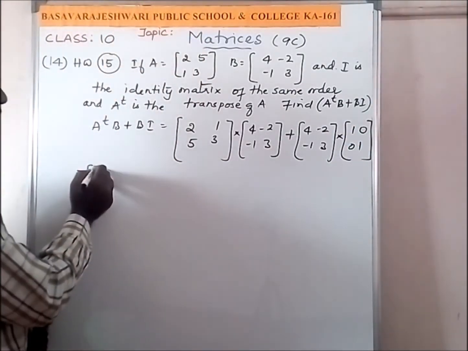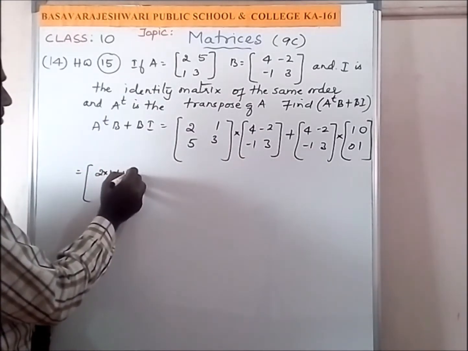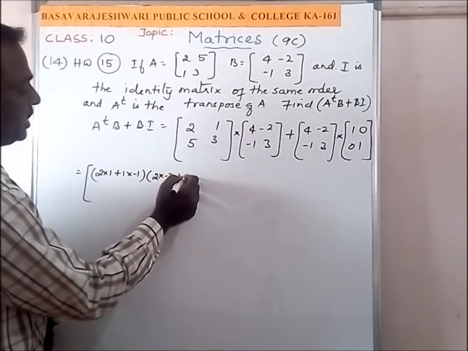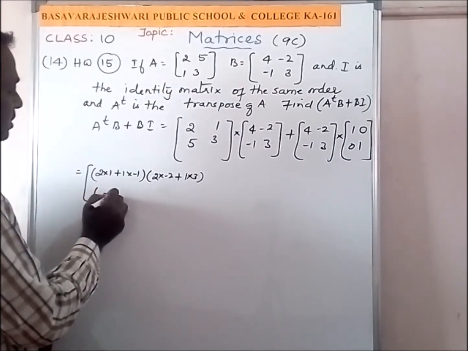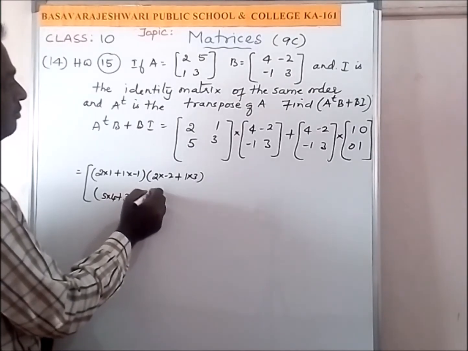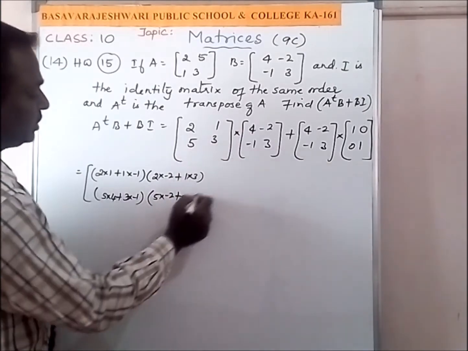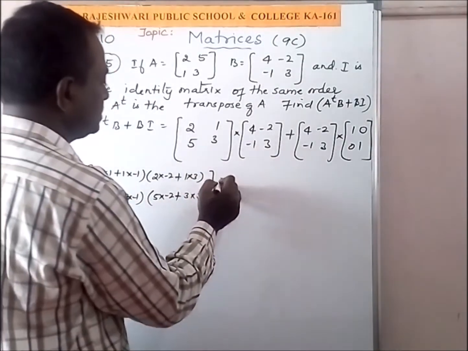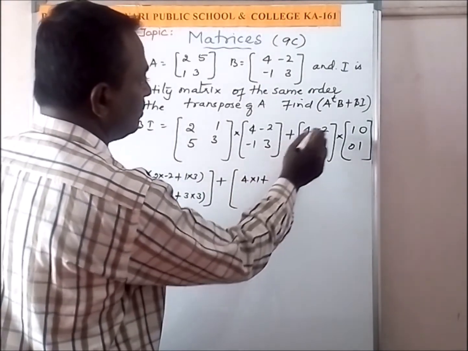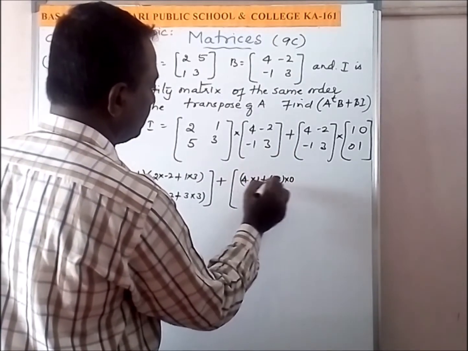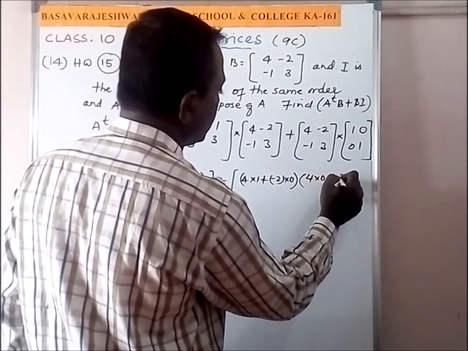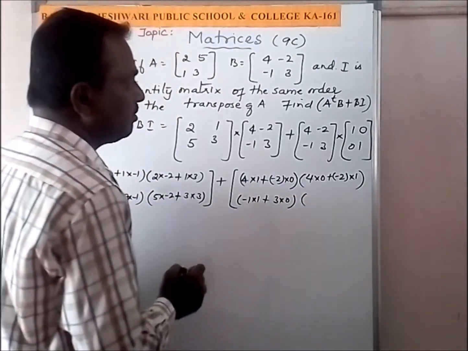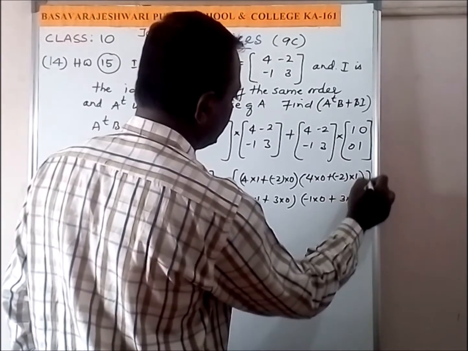Simplify now. 2 into 1, multiplication. 1 into minus 2. 2 into minus 2 plus 1 into 3. 5 into 4 plus 3 into minus 1. 5 into minus 2, 3 into 3. Plus 4 into 1, minus 2 into 0. 4 into 0 plus minus 2 into 1. Minus 1 into 1 plus 3 into 0. Minus 1 into 0 plus 3 into 1. Simplify.